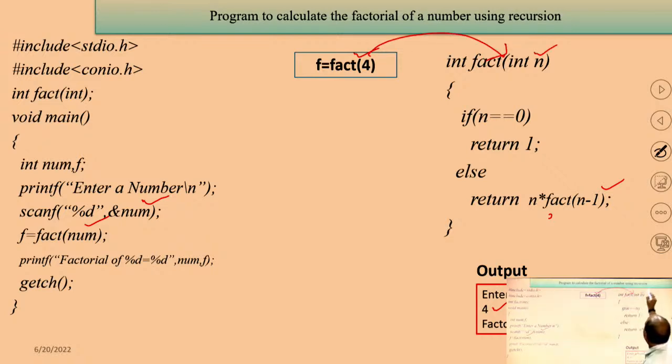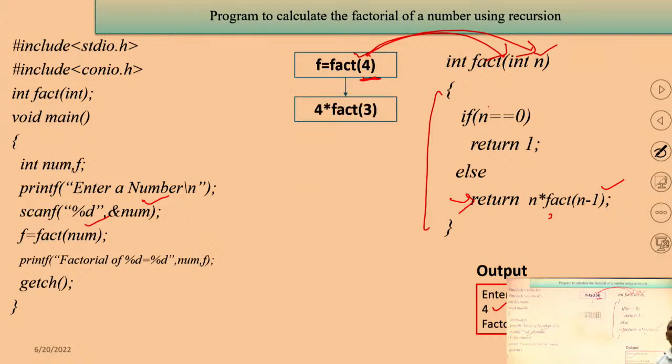The value of n is 4 now. It checks whether n is equal to 0, because we have passed the value of n as 4. This 4 will be copied to this n variable. Now the function body will be executed. n equals 0 becomes false, so control will come to here and it returns n into fact(n minus 1), meaning it will return 4 into fact(3).